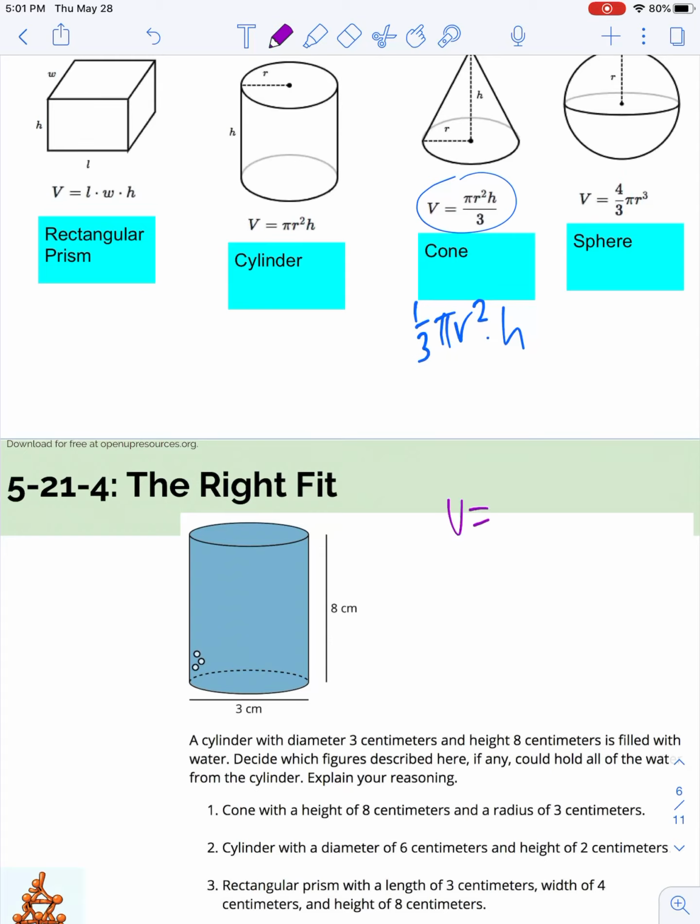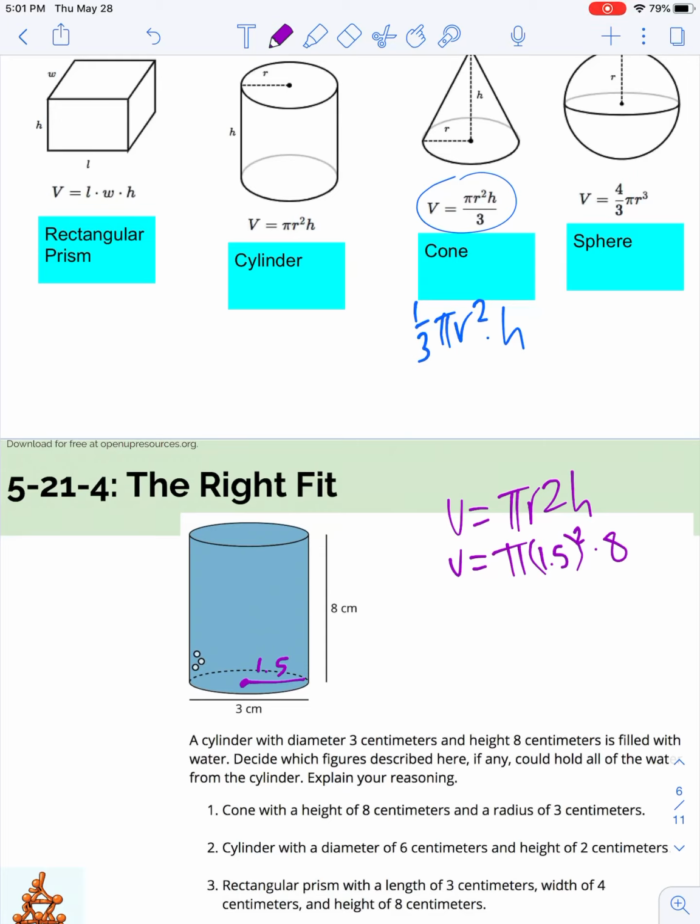So volume is pi r squared height. They're going to make it stupid and make us use a decimal. That's fine. Half of 3 is 1.5, right? So this radius would be 1.5. So 1.5 squared, and height is 8.